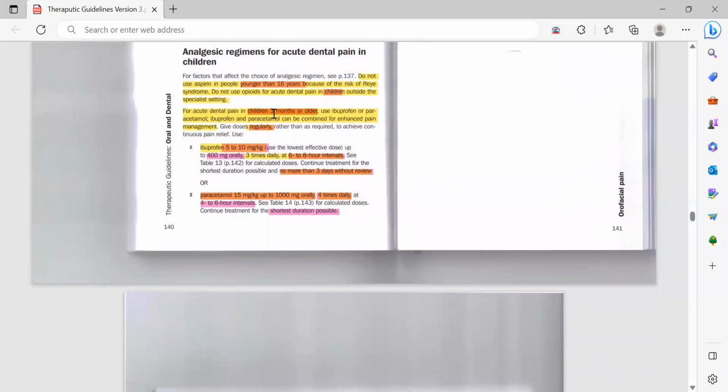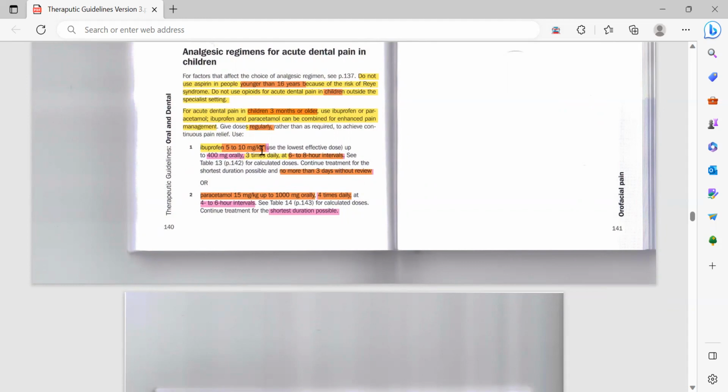Then for acute dental pain in children 3 months or older, you can use ibuprofen or paracetamol. Ibuprofen and paracetamol can be combined for enhanced pain management, and give dose regularly rather than as required. What should be the ibuprofen dose? It is 5 to 10 milligram per kg, up to 400 milligram orally 3 times daily at 6 to 8 hourly interval, and no more than 3 days. For the adults, we were doing 5 days. For the kids, it's only 3 days.